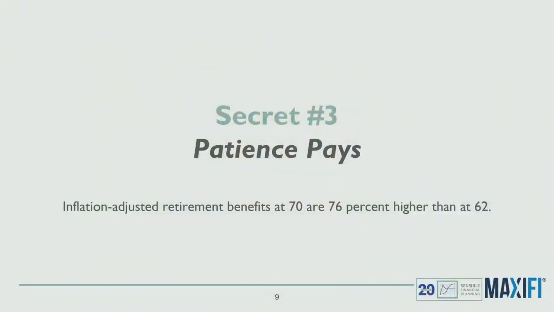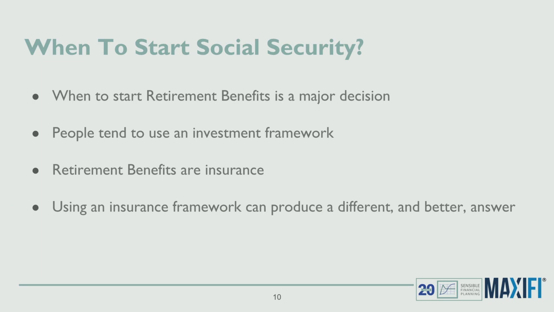Very good. Thank you. Over to you, Rick. Okay, thanks. Okay, Tim, let's go to the next slide, which should be 8, which is patience pays. And as the slide says, benefits are much higher at 70 than at 62, and they increase each year, by the way. So that leads us to the next slide, which is when to start Social Security retirement benefits. And this is one of the largest financial decisions that an individual will ever make.